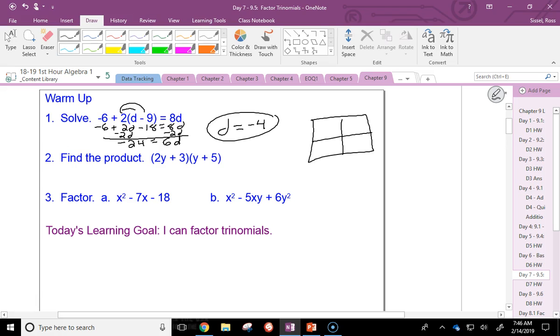But if you did box method, it's just like 2y plus 3 and y and 5. Which means 2y times y is 2y squared. 3 times y is 3y. 2y times 5 is 10y. 3 times 5 is 15. Then you just do your like terms. I'd have 2y squared. I have a 3y and a 10y is 13y. And I have plus 15.